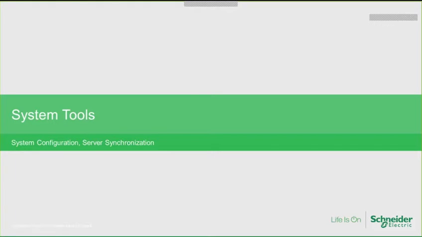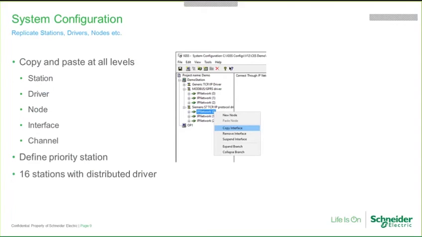The next big time saver is in system configuration. That is where you configure all your stations, drivers, nodes, etc. In version 12, it's possible to do copy and paste at all levels, which means station, driver, node, interface, and channel. Especially station and node is very interesting.